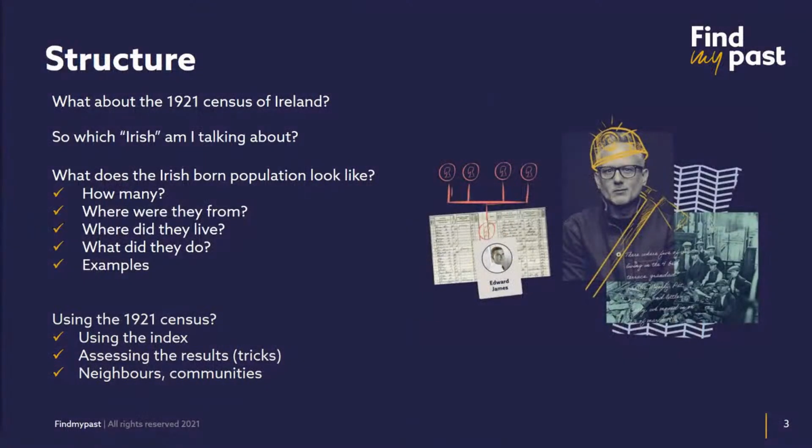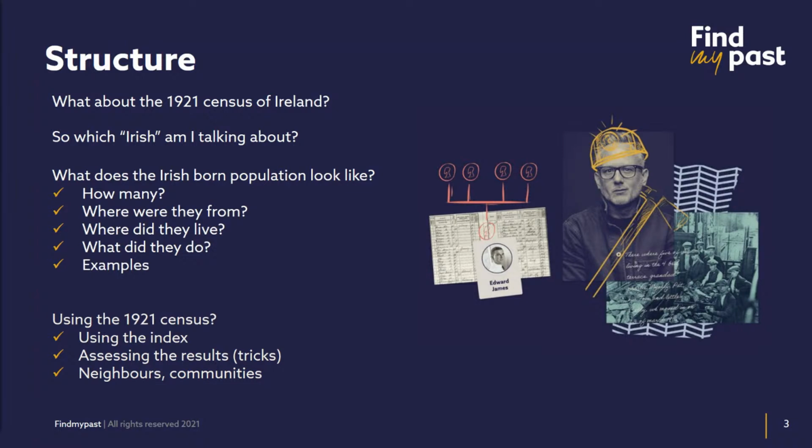So today, I want to talk about the Irish in the 1921 census. And this is broadly speaking the structure I'm going to follow. We're going to look at what about the 1921 census of Ireland, because of course there isn't one. We'll find out why. So I'm going to explain to you what Irish I'm talking about and what the Irish population in England and Wales looks like, and go into some details there. I'm going to finish up by actually looking at how you can get the best out of using the 1921 census on Findmypast.